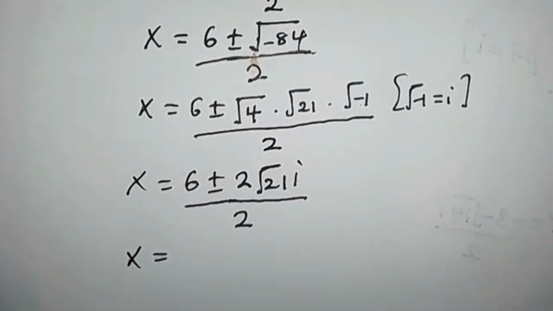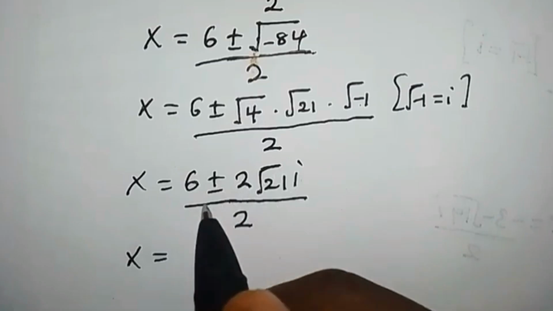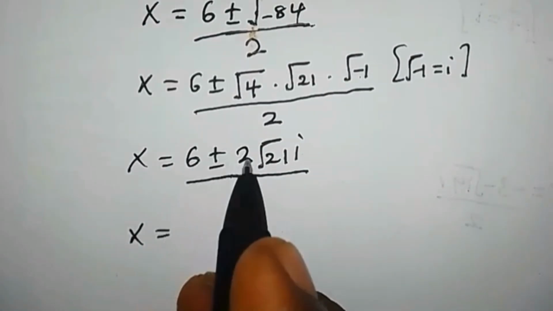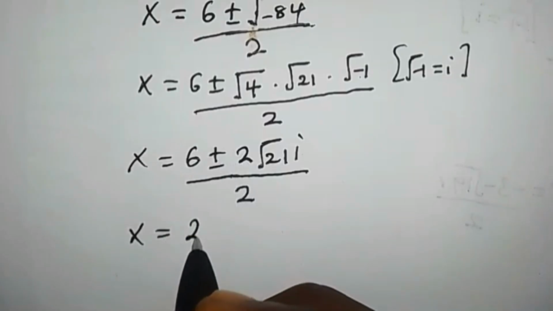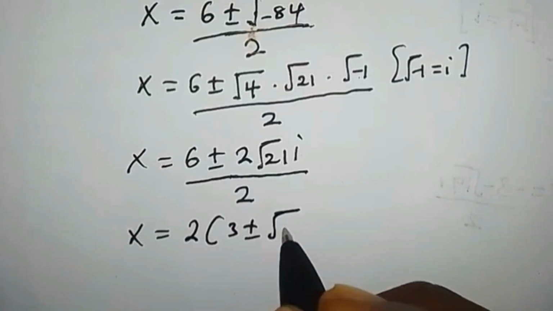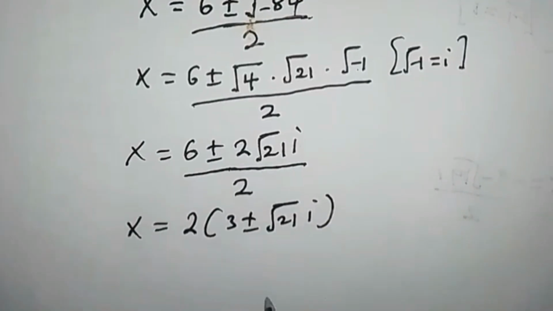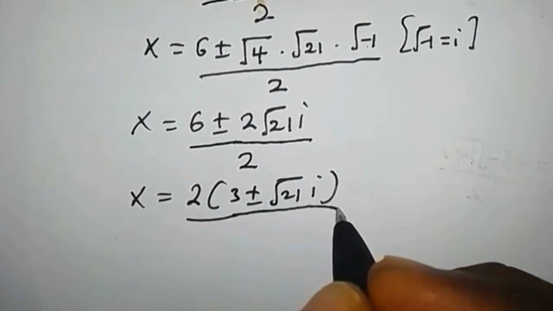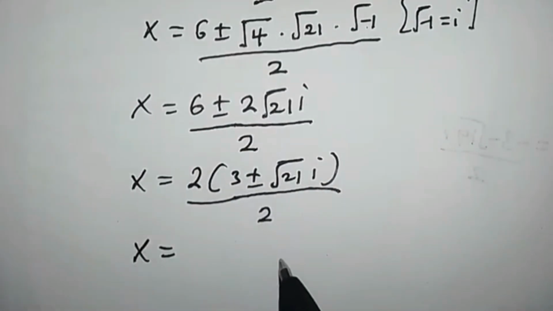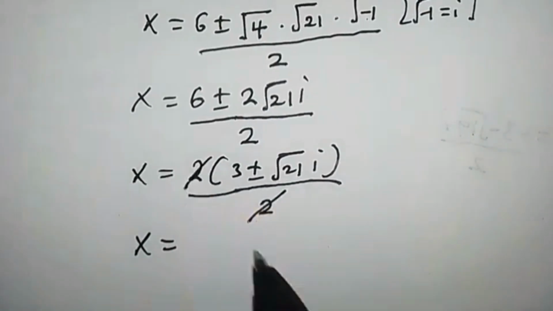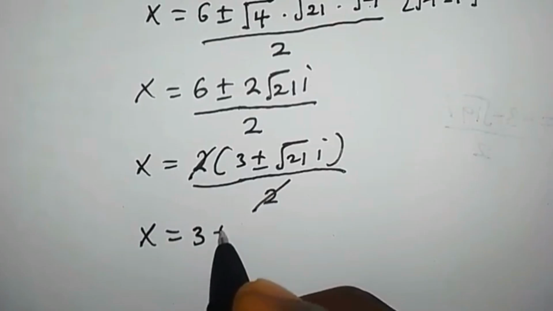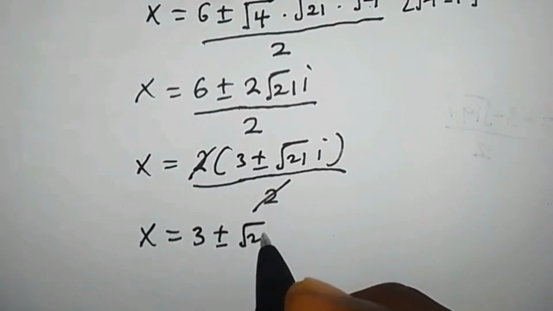x equal to, let us simplify this further by factoring out 2 from this numerator. If we do that, we have 2 into 3 plus or minus square root of 21 i, divided by what? Divided by 2. x is equal to, clearly, 2 cancels 2. We are left with 3 plus or minus square root of 21 i.